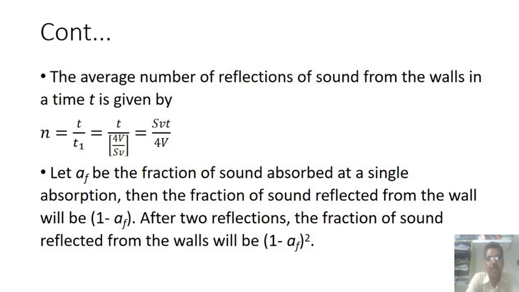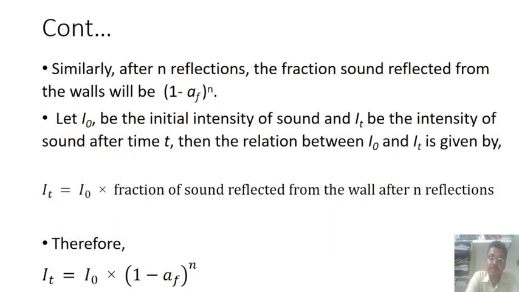Let A_f be the fraction of sound absorbed at a single absorption. Then the fraction of sound reflected from the wall will be 1 minus A_f. After two reflections, the fraction of sound reflected from the wall will be (1 minus A_f) squared. This is the complete expression for maybe 8 marks. It is also a very important expression. Don't neglect it. Just draw it and practice writing it more times.